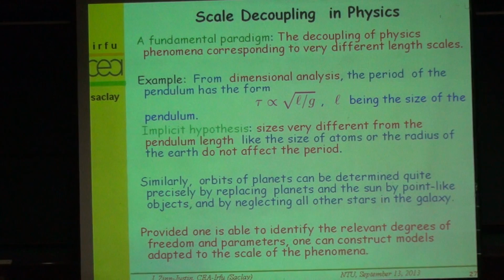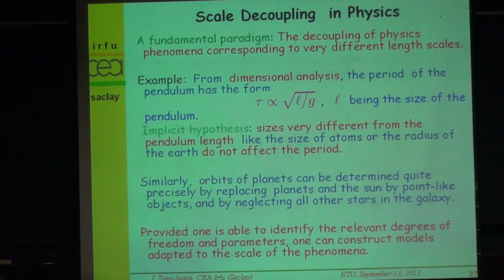So this, I will spend 2 minutes on that because it's very important, even though it's somewhat trivial. Okay, so I want to remind you that one of the fundamental paradigms of physics has been, and remains, the decoupling of scales, which means that physics phenomena corresponding to very different physics scales just decouple, okay? Which means you can discuss one without reference to the other one. And this we learn already in high school, at least I learned in last year of high school, first year of university, I don't know.